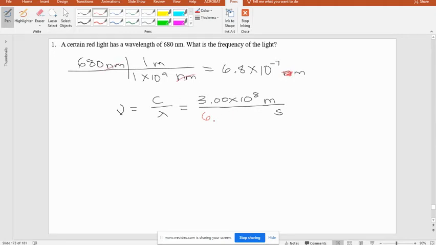There we go. So 6.8 times 10 to the minus 7, and that's meters. So then my meters cancel here. That leaves us with 1/seconds, which is hertz. And my calculator brings me to 4.4 times 10 to the 14th, and this is 2 sig figs because this is a 2 sig fig number. There is no decimal after the 0 here, so that 0 is not significant, so that gives us 2 sig figs for our answer.